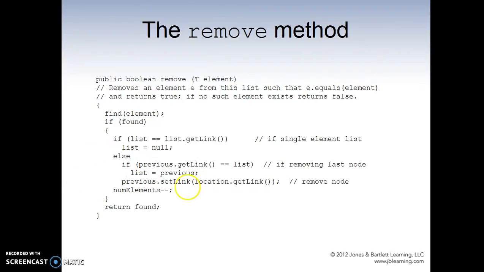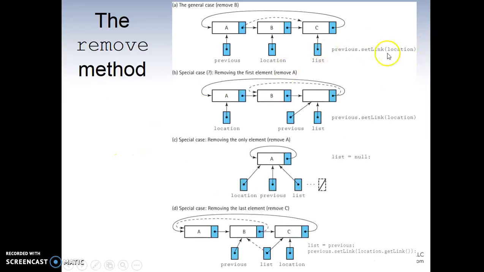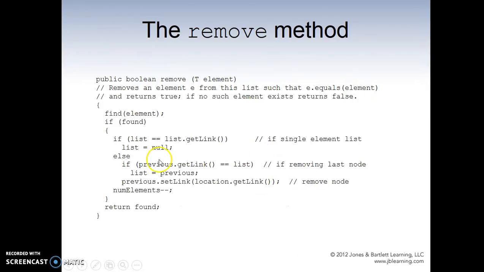And then reduce the number of elements, right? If it's in between, it still does this line of code. If it is the first, it still does this line of code. So in between and the first, pretty much the same code. So this remove is working. And when removed, then you return the status, found or not.